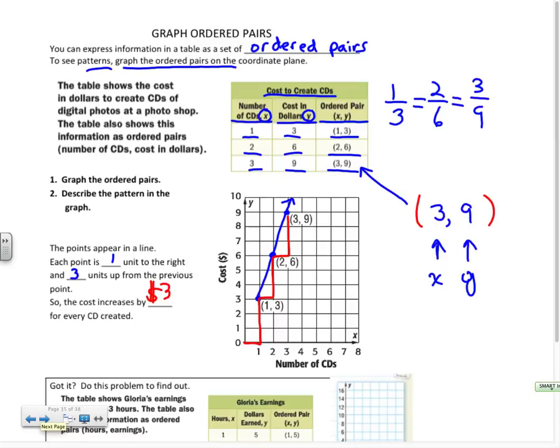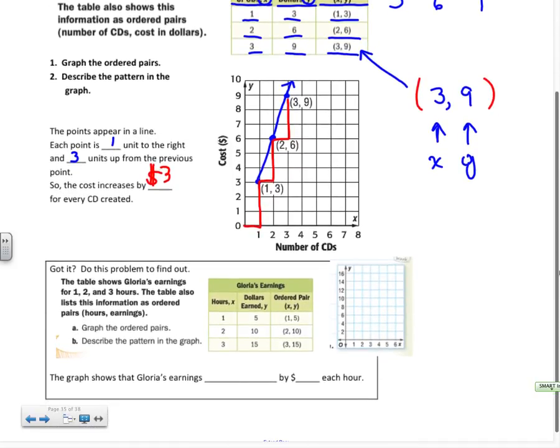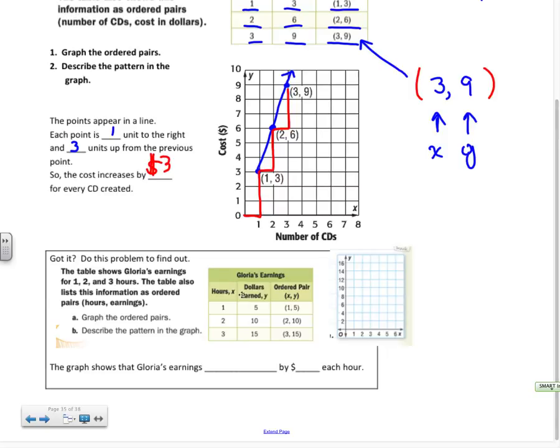Okay, let's take a look at the bottom problem. It says, got it? Do this problem to find out. The table shows Gloria's earnings for 1, 2, and 3 hours. You can see it in the graph here. The table also lists this information as ordered pairs. So what you need to do is read the chart, the table, graph the ordered pairs, and then describe the pattern. The sentence has been written for you already. Just fill in the blanks.